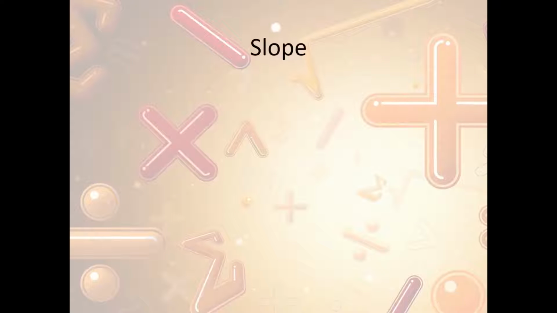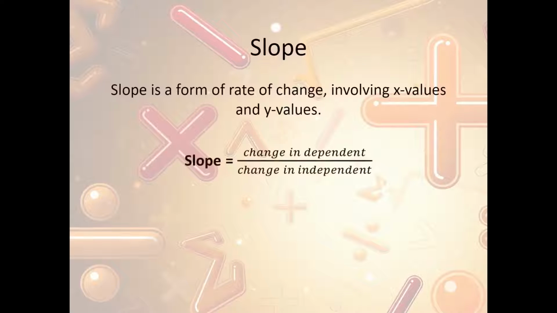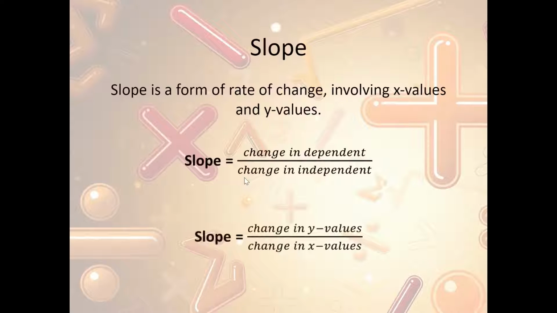Now let's talk about slope. What is slope? Slope is a rate of change involving x values and y values. Slope is known for being the change in the dependent variable over the change in the independent variable. Now what does that really mean? That really means the slope is the change in the y values over the change in the x values. So it's always y over x.